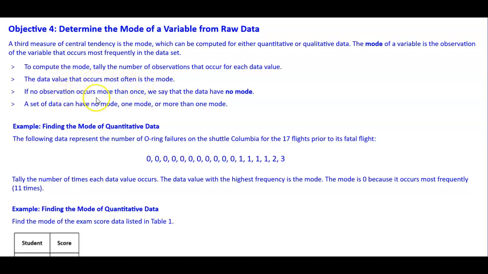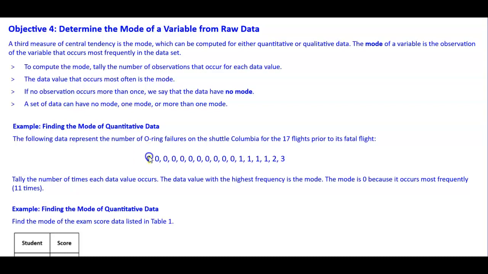If no observation occurs more than once, then we would say that the data have no mode. Now, a set of data can have no mode, one mode, or more than one mode. For example, finding the mode of quantitative data. The following data represent the number of O-ring failures on the shuttle Columbia for the 17 flights prior to its fatal flight. So, we're going to tally the number of times each data value occurs.